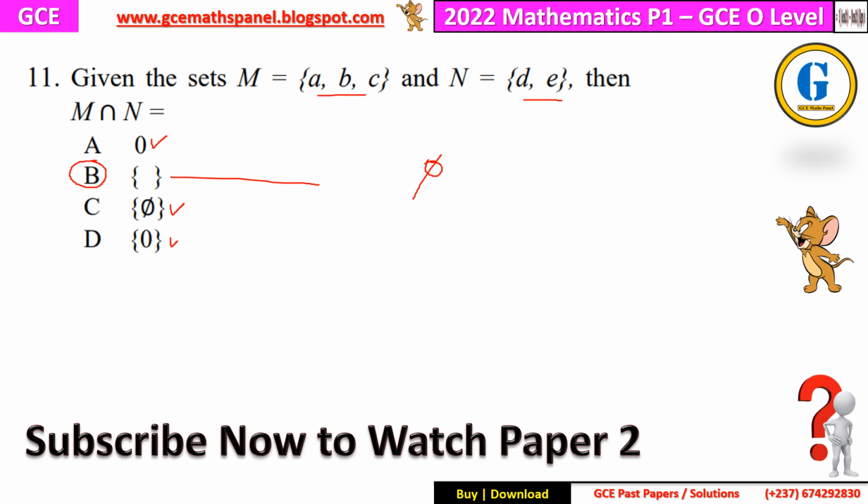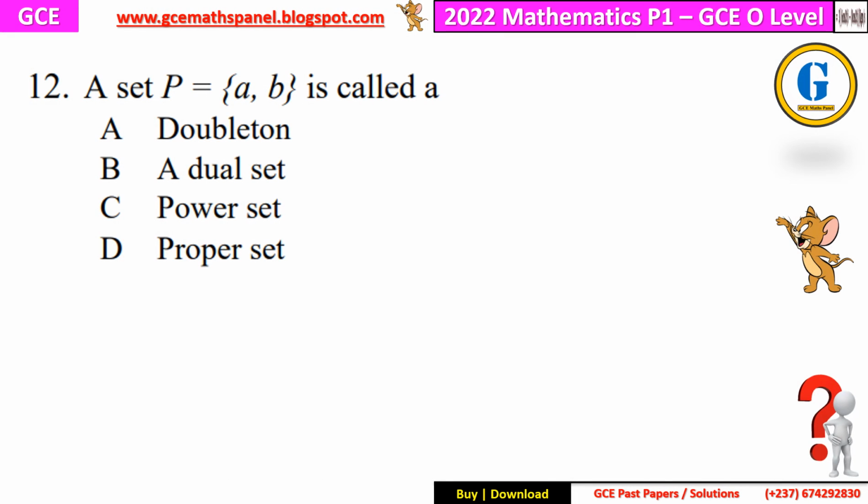Question 12. A set P has elements A, B. This is called a doubleton. A doubleton is a set with just 2 elements. Okay, if the set has just 1 element, we call it a singleton.